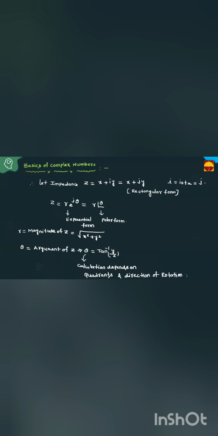How it is calculated, I will explain. These are fundamentals for AC analysis. The direction of rotation of the vector depends on the quadrant. It also depends on the direction of rotation.